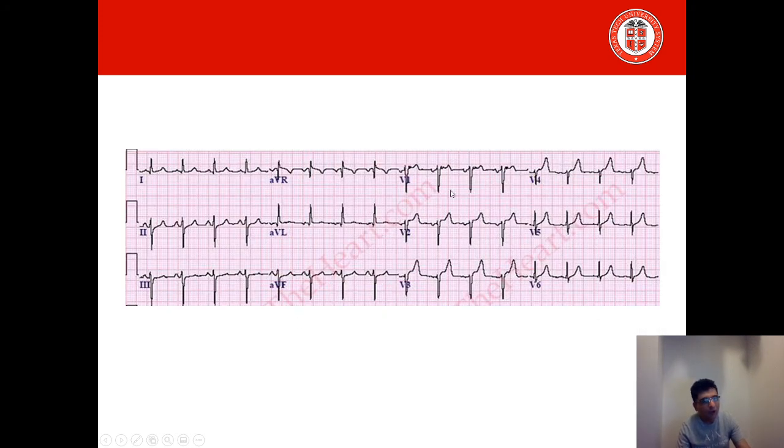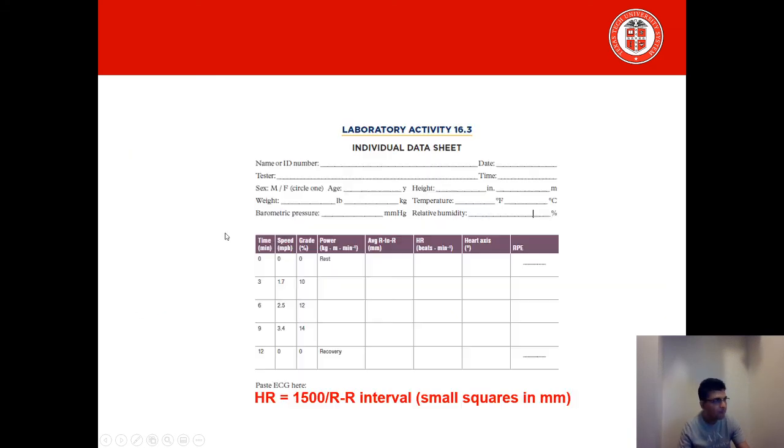This is a kind of recording which we are going to get once we do the exercise ECG in our lab. So this is lead 1, 2, 3, AVR, AVL, AVF, V1, V2, V3, V4, V5, V6. So we have these 6 chest leads, these 3 augmented leads, and these 3 bipolar leads, 1, 2, and 3. This is the last part of our discussion today, how we are going to do this lab activity 16.3. Guys, technically it's pretty simple.